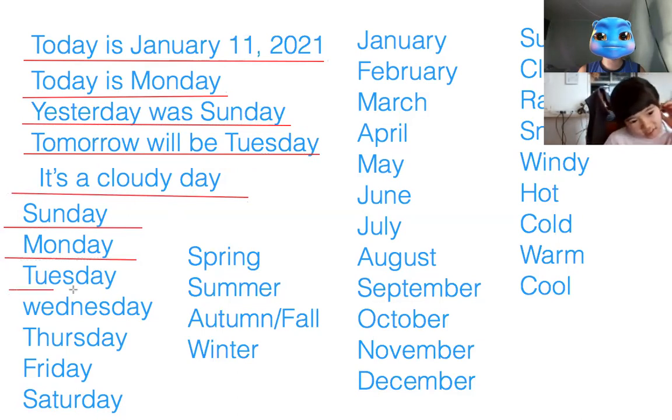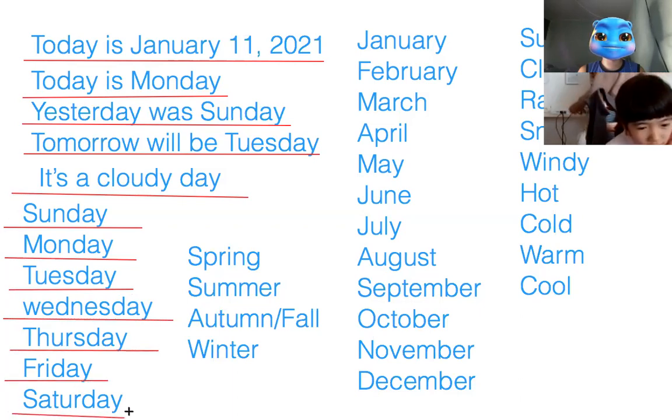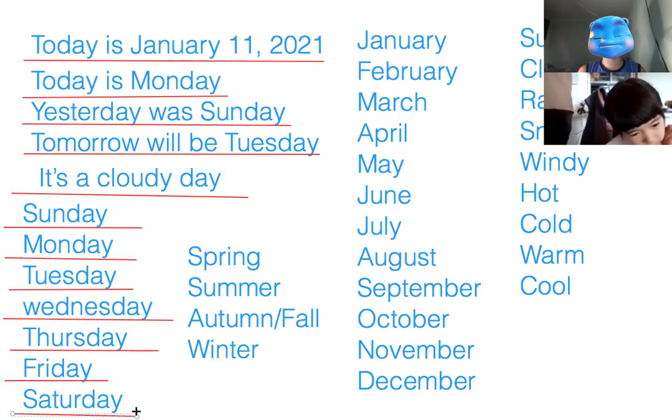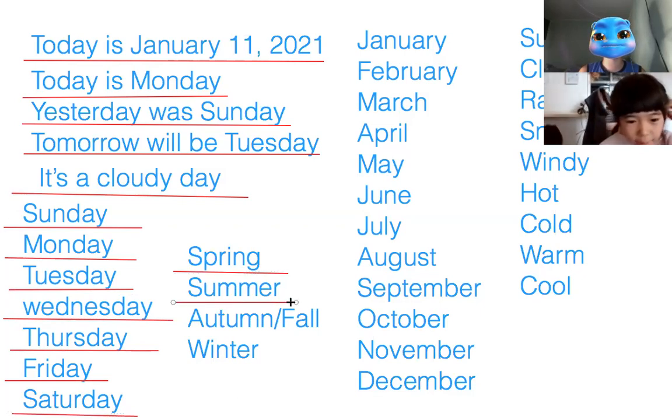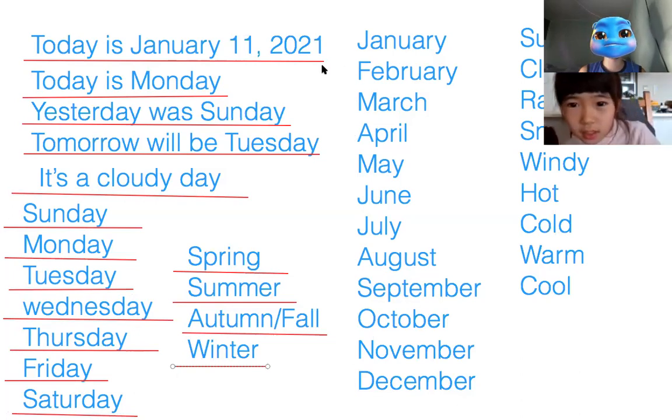Sunday, Monday, Tuesday, Wednesday, Thursday, Friday, Saturday. All right. Now the four seasons. Spring, summer, fall, autumn, winter. The months of the year.